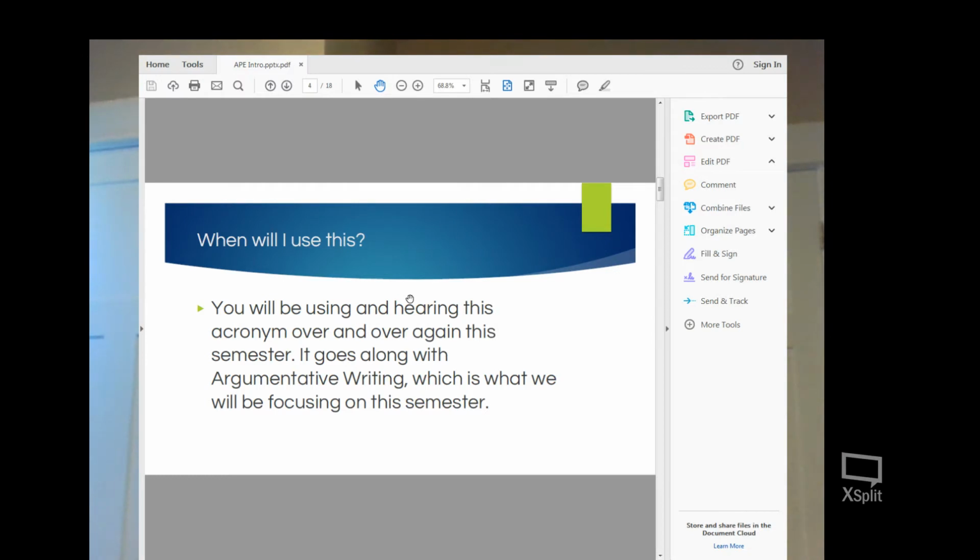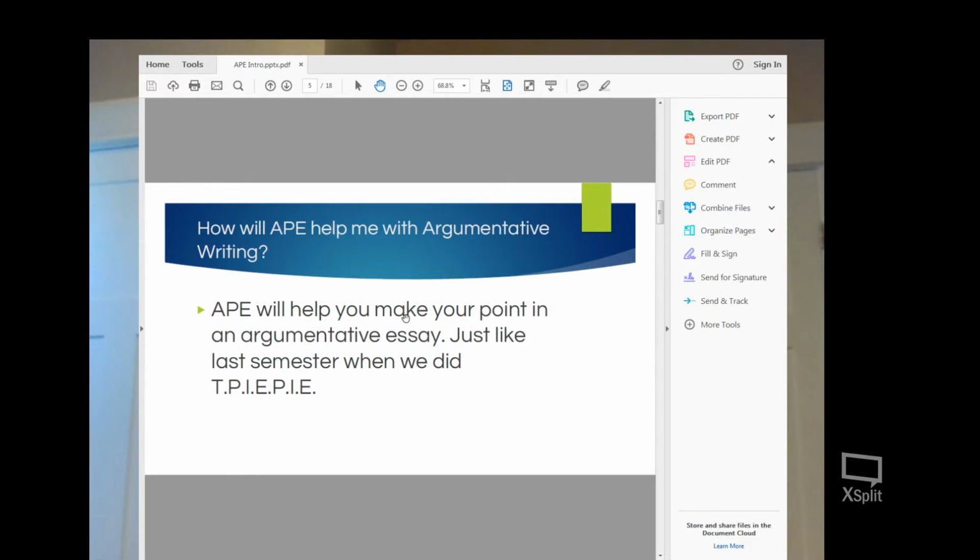So when are you going to use this? You're going to be using this and hearing this acronym over and over and over again from me. It kind of goes along with argumentative writing, but can be applied to all types of writing, which is what I want you to focus on this semester, writing in this kind of formula. So when you are doing APE, it helps with argumentative essays, but it also helps with just writing in general. You may have also heard it in TPI.